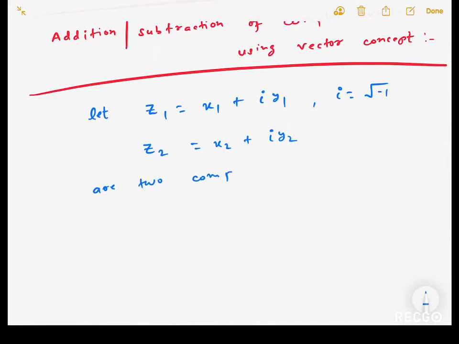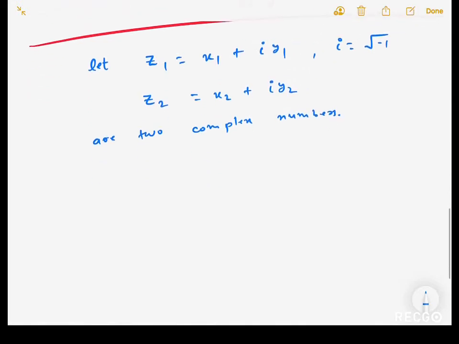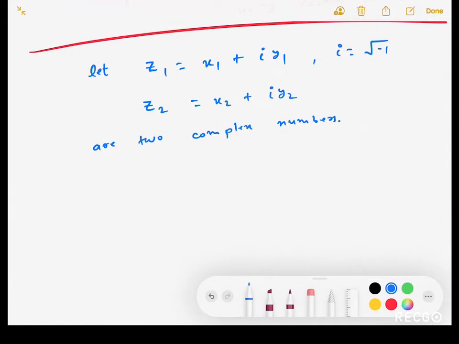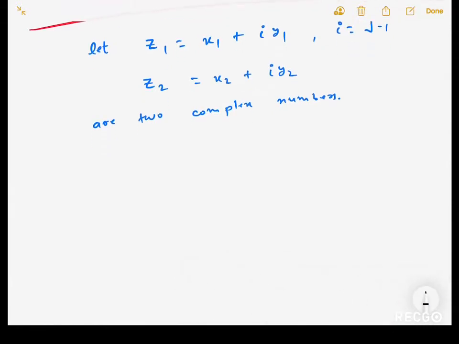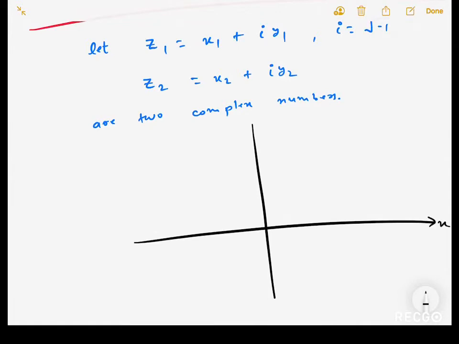But how can we interpret it, what does z1 plus z2 mean in terms of geometrical concept, or how can we interpret z1 plus z2 in the geometry of complex numbers? So let us see. Suppose that in the complex plane we have the x-axis, or you can say real axis also. The x-axis in the Cartesian plane is the same as the real axis in the complex plane, and the y-axis is the imaginary axis in the complex plane.